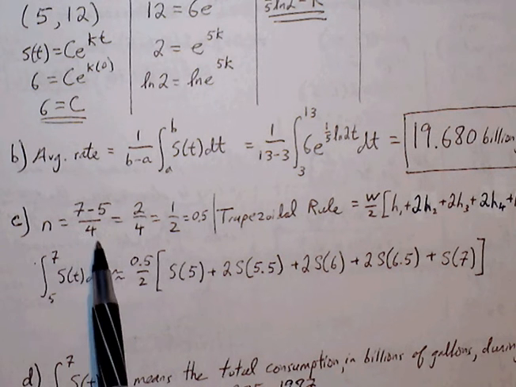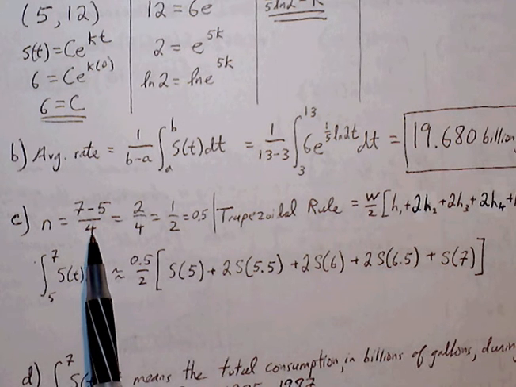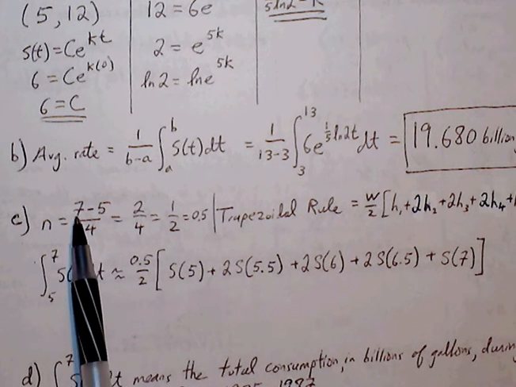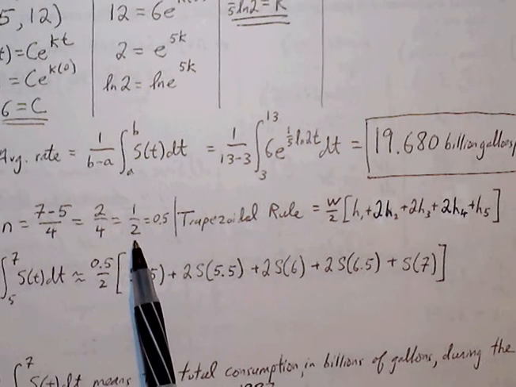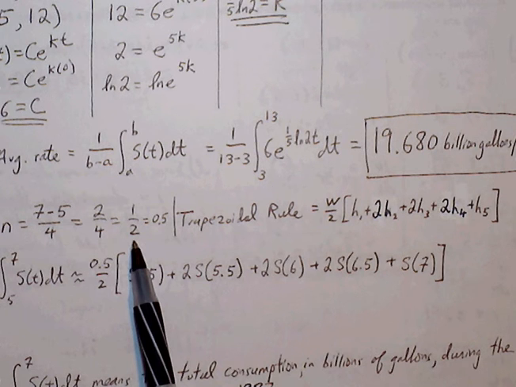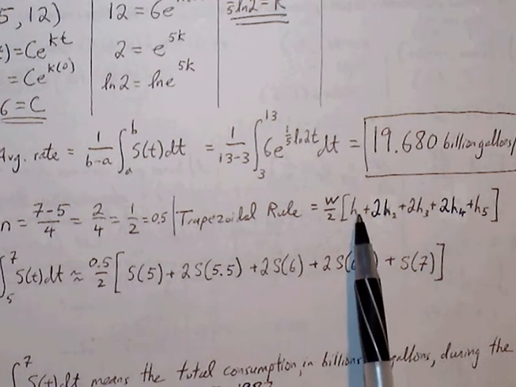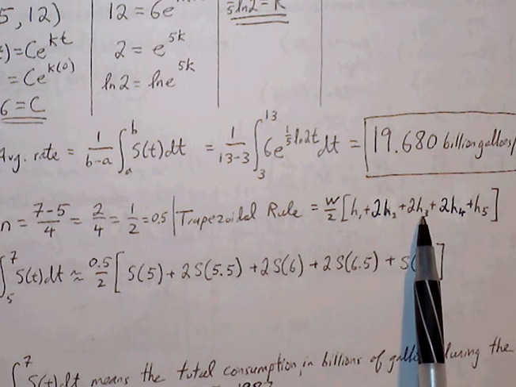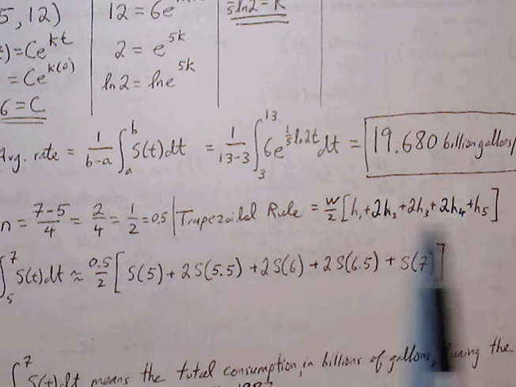The width is b minus a over n. Our a and b values are 5 and 7, and the number of subintervals is 4. So 7 minus 5 over 4 is 2/4, or 1/2. So we want increments of 1/2. Our trapezoidal rule is width over 2 times h sub 1 plus 2h sub 2 plus 2h sub 3 plus 2h sub 4 plus h sub 5.